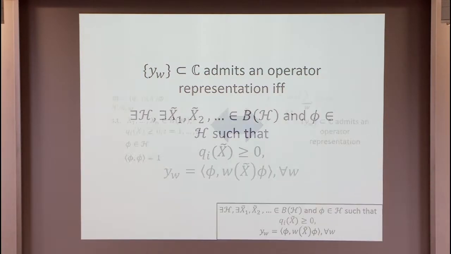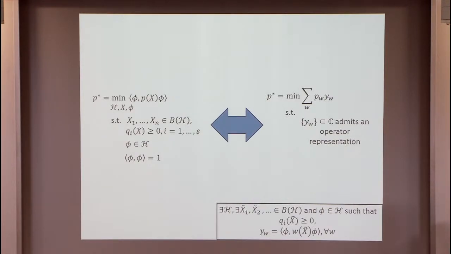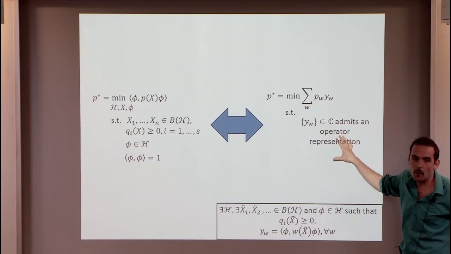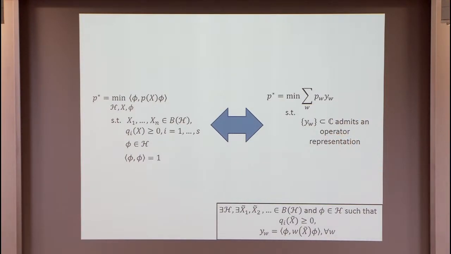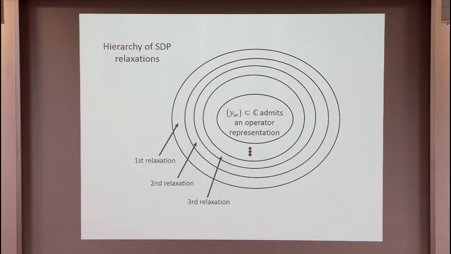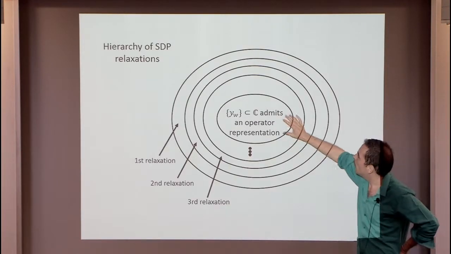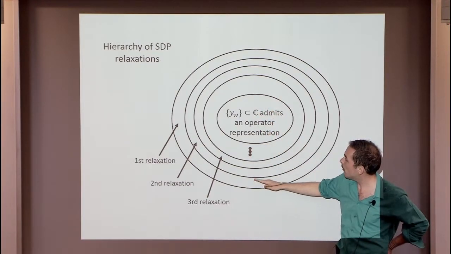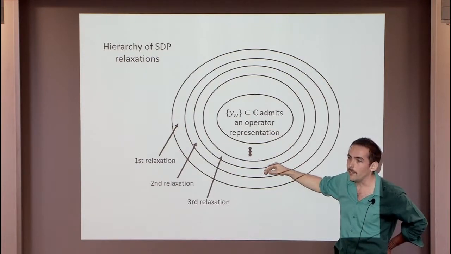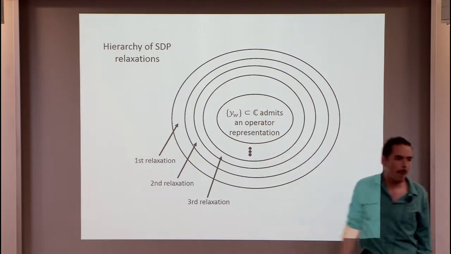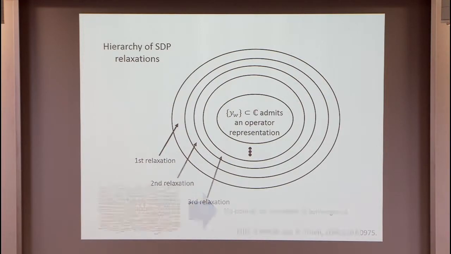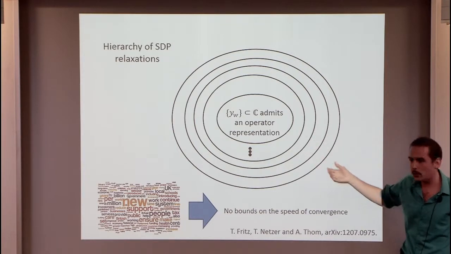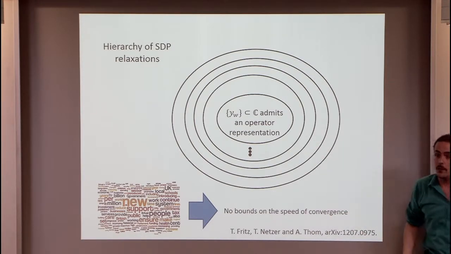Now, of course, this is just a simple way to reformulate the NPO problem as a linear optimization over the set of all complex numbers which admit an operator representation. I'm just repeating what I said. Now, how do you solve this problem? The idea is, as I said, you cannot expect to characterize this set completely, so what you do instead is to define a hierarchy of SDP relaxations that converges in the asymptotic limit to this set. And the fact that you cannot solve the word problem translates into some prediction here, namely that you cannot find bounds for the speed of convergence of this hierarchy.